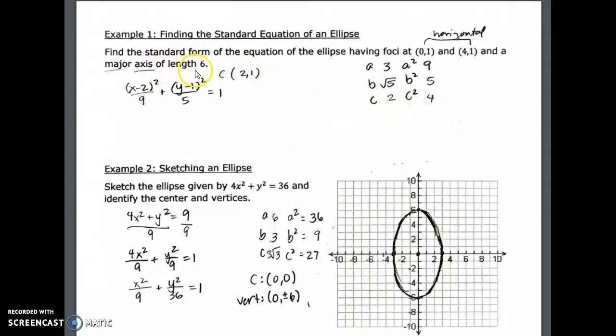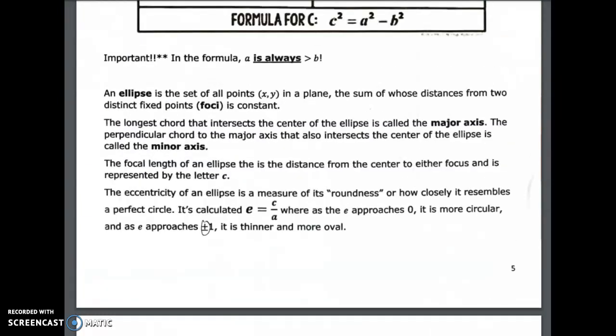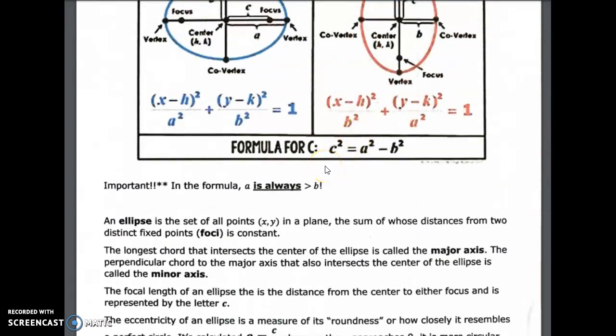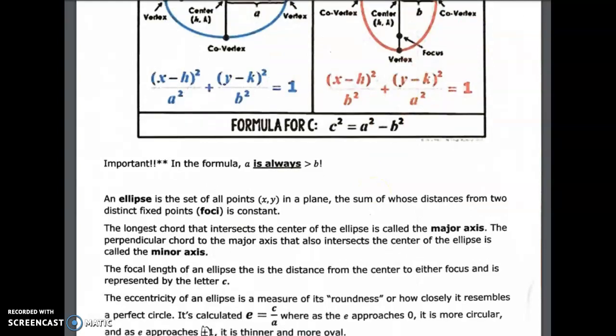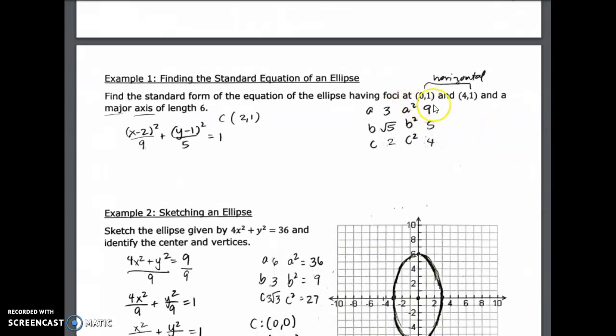The major axis is 6, which tells us that our a value has to be half of that, which is 3. So based on that, we can get our a squared and our c squared. And to calculate our b squared, we can use this formula. c squared is a squared minus b squared. So if I rearrange that, then b squared is equal to a squared minus c squared. So I just need to subtract my a squared and my c squared to get my b squared. And I can find my b value, although I don't need it in this case.